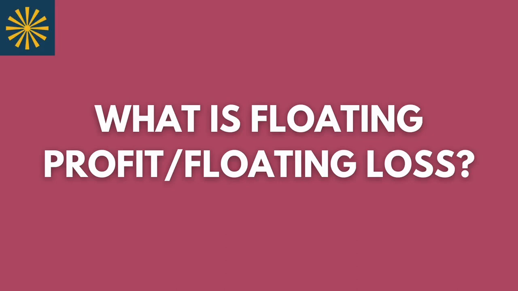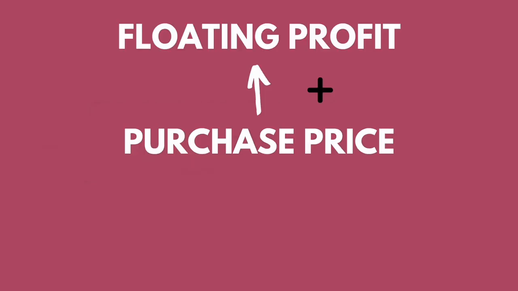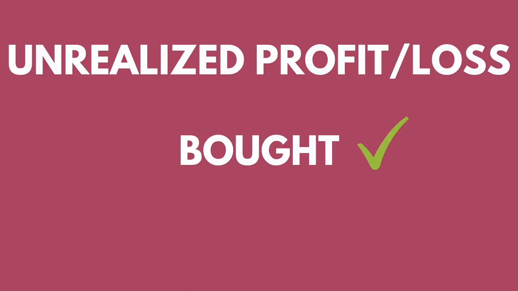Today's video, we're going to cover what is floating profit and loss. Floating profit or floating loss is the change in the price of an asset from the price you bought. So when it goes up from your purchase price, it's called floating profit, and when it goes down, it's called floating loss. It's also known as unrealized profit or loss because you bought the asset but you haven't sold it yet.